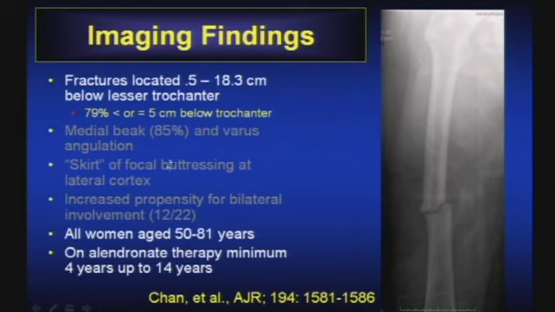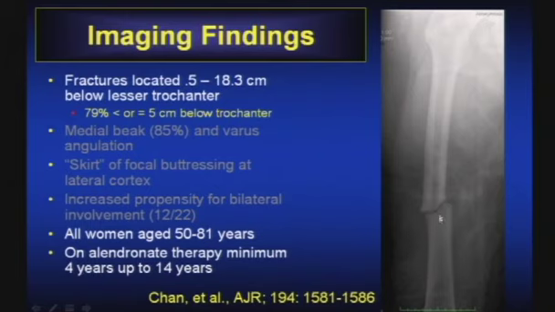So I'm going to show you the findings that they reported that are associated with these bisphosphonate-induced fractures, and I'm going to illustrate them with cases from our own institution, and we've seen a lot of these. So look for them in your practices. So the fractures, here's the scary part, can be located from 0.5 millimeters below the lesser trochanter to 18 centimeters below the lesser trochanter. So look at this one.